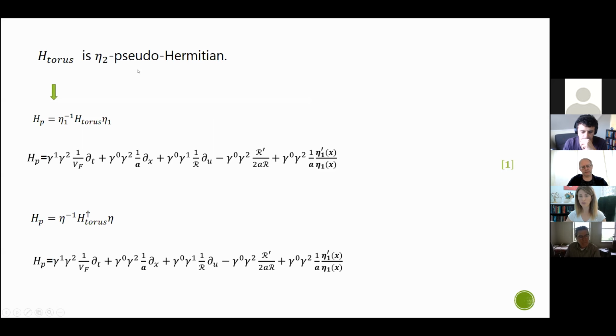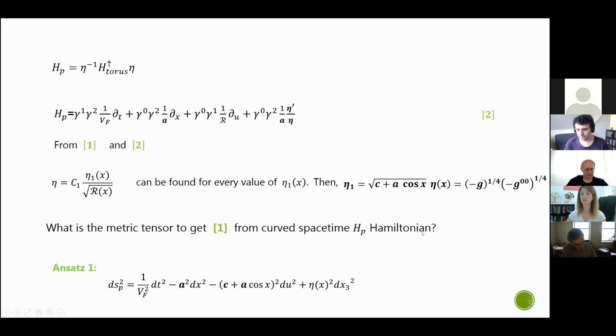So if the torus Hamiltonian is eta 2 pseudo-Hermitian, I can find its partner. So this partner, I'm using this partner Hamiltonian using the eta 1 hermiticity. So I can calculate this partner Hamiltonian, including this eta 1x operator. This is equation 1. And on the other hand, I can use the Hermitian equivalent Hamiltonian of the torus Hamiltonian. So I can use this formula in order to get the partner Hamiltonian again. And I can compare these two Hamiltonians.